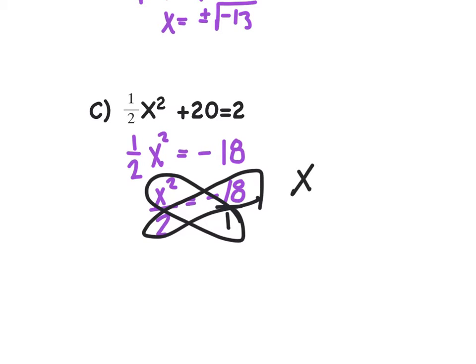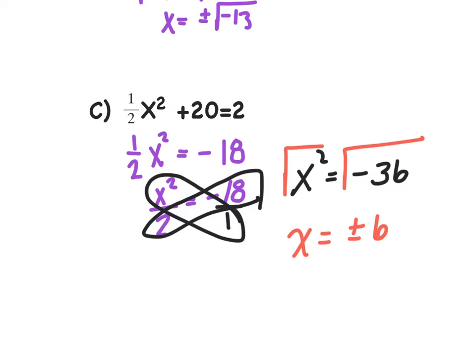So x squared equals negative 36. Take that square root. We're going to get an imaginary number because of that negative under there. So I'm going to say plus or minus 6, and then don't forget the i.